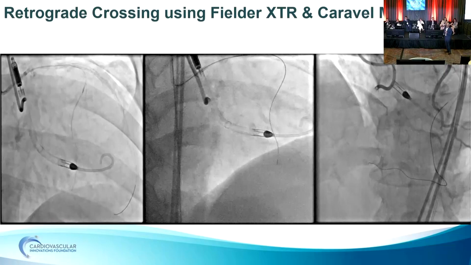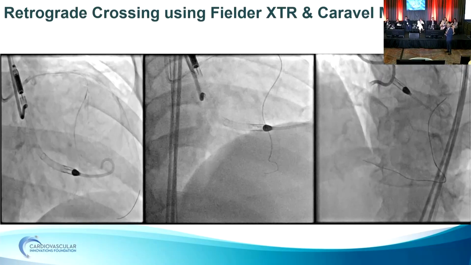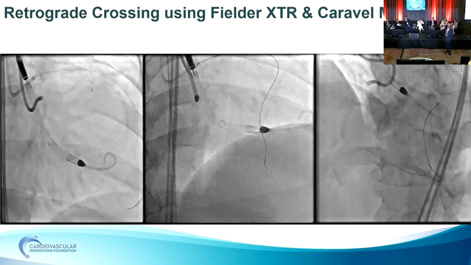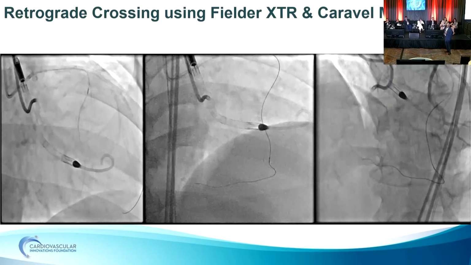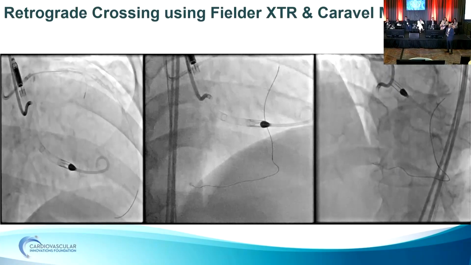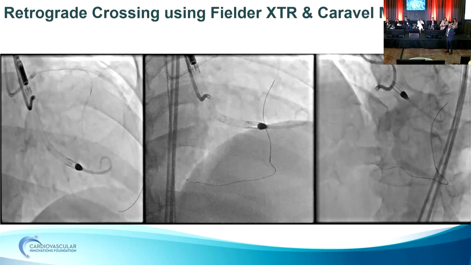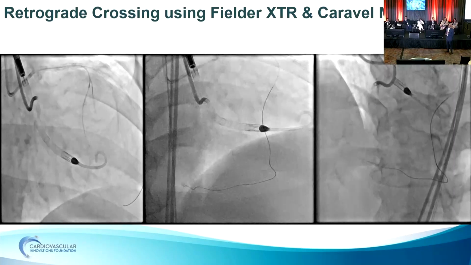So again, choice of catheter is important. So Caravel was used and an XTR was used to wire the septal. I don't think that's the choice that I would make now, but this was what was done.